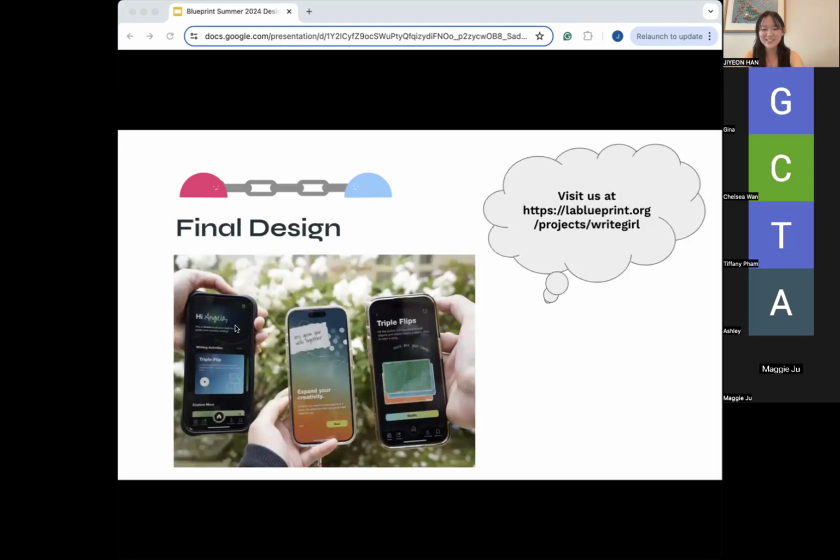Yeah, final designs. I didn't get to put the whole prototype since there's so many frames to it, but this is our general frame. But visit us at lablueprint.org where you can see all of our projects from last year and our previous years. All of our case studies and prototypes are linked. So it's going to be helpful and a lot of fun seeing all of your previous projects as well.